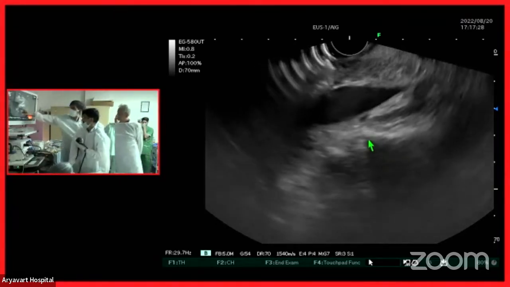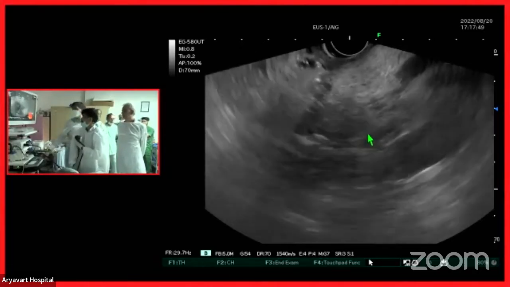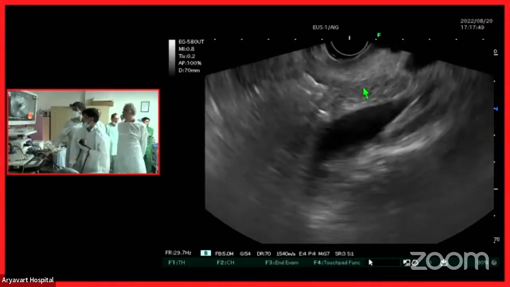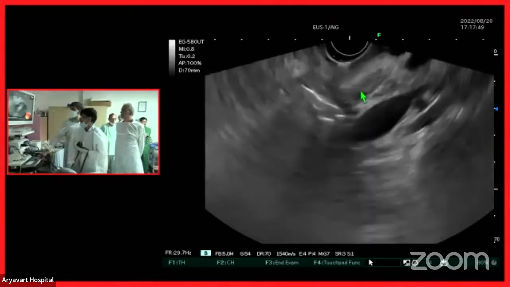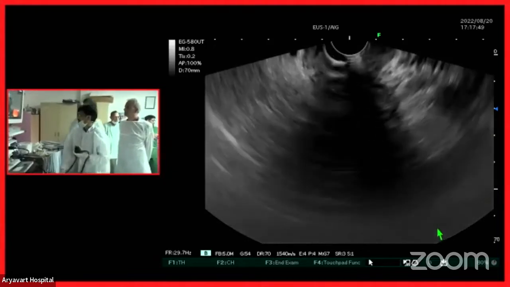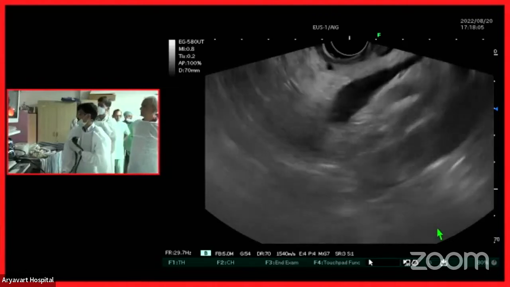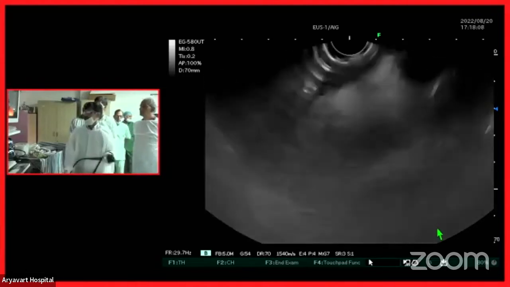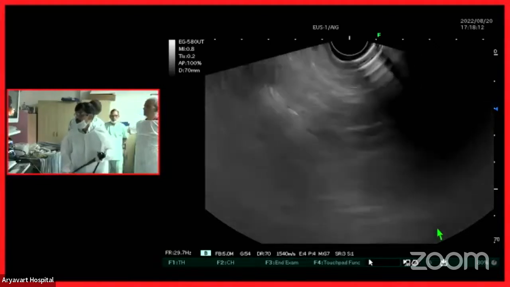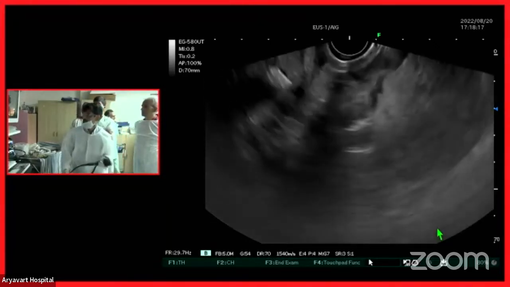I think I might have fallen back into the stomach. Yeah, I think that's why I wasn't. Just get back into the duodenal bulb and see if I can get a good view of the liver hilum.